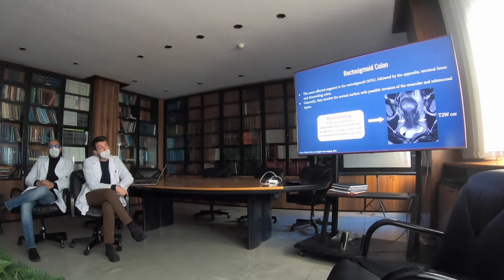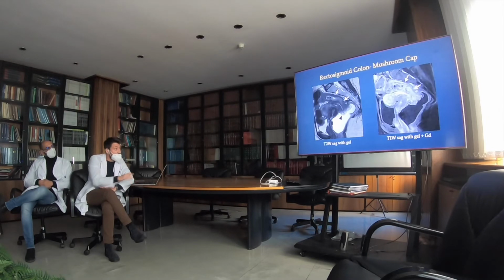Here we have the involvement of the colon. The most affected tract is the rectosigmoid, followed by appendix, terminal ileum, and descending colon. Remember that the endometriosis lesion starts from the surface and tends to infiltrate the internal layers. And when it arrives at the mucosa, we can have a typical sign, the mushroom cap sign, represented by an intraluminal endophytic growth of the mucosa. Visible here with the black arrowhead, and also in this sagittal image from the black arrowhead.